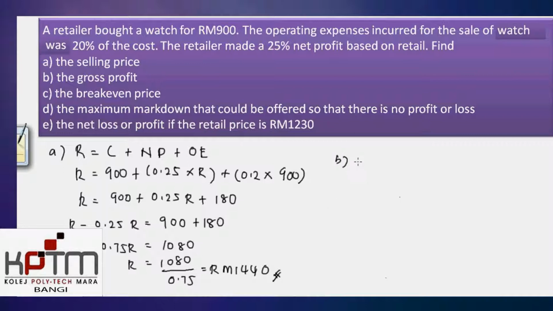B is the gross profit. The formula of gross profit or markup is M equal NP plus OE, or we also can use M equal R minus C. So I will use the formula M equal R minus C, which is R is 1,440 ringgit minus cost price 900 ringgit. So the gross profit is 540 ringgit.